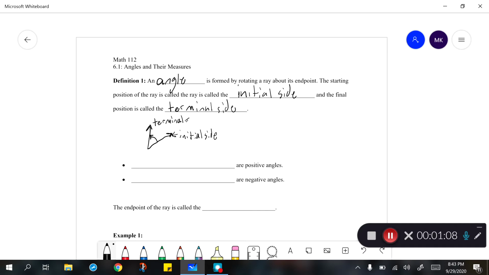Now, just the same way that we typically use x to represent most base variables, we use the Greek letter theta to represent a measure of a random angle. So theta looks like that. It looks like a circle with kind of a squiggly line through it. Now, depending on which way we rotate our angle, will determine whether it's a positive or negative angle.